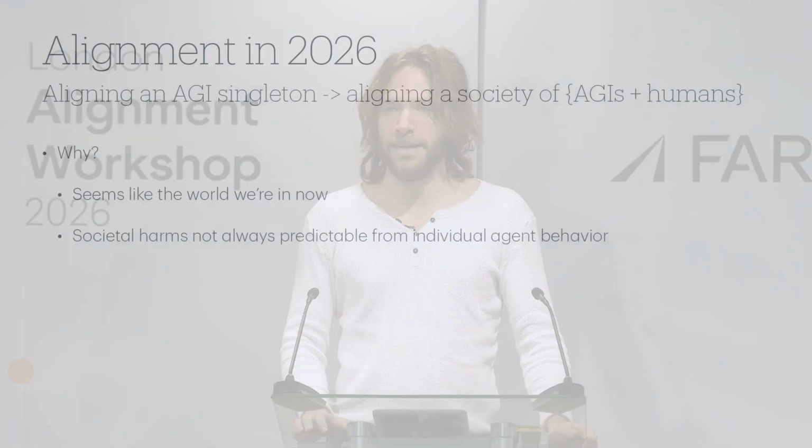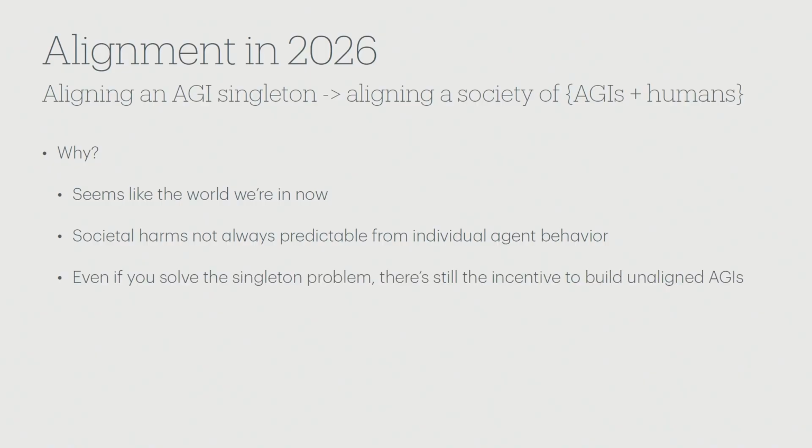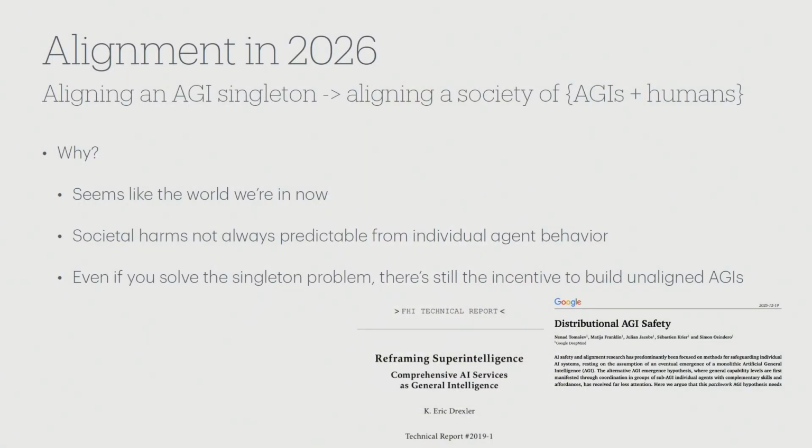More specifically, many of the societal harms are not always predictable from the behavior of individual agents. And even if we were to solve the AGI singleton problem, there's still the incentive to build unaligned AGIs. So you can imagine a company building a very addictive chatbot, or maybe theoretically some nation using a model for mass surveillance. These are all things that are important to think about. And of course, there are many other people who've been thinking about this and making this case, going back at least to Drexler. There's a paper later that'll be presented by Mattia that makes a similar case. Okay, so that's the background.